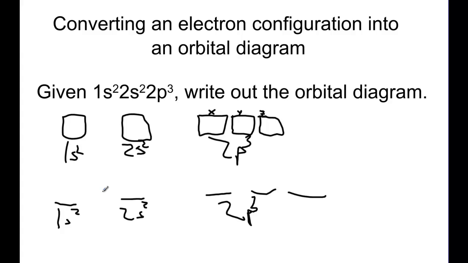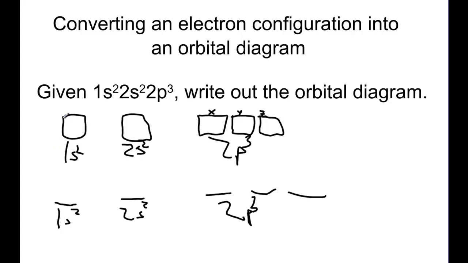Alright, so now we need to apply some rules. We've got Pauli exclusion principle, which says we can't have more than 2 in any orbital, and that they must go in opposite directions. They must spin in opposite directions. And then we've got this new thing, Hund's rule, which says you have to fill each orbital before you move on to the next one with at least one electron.